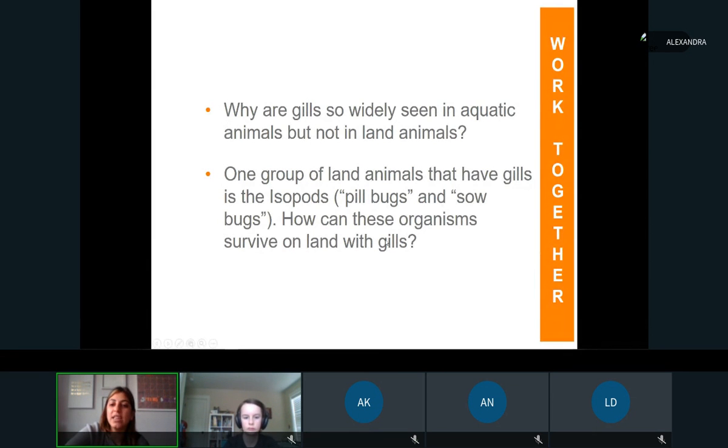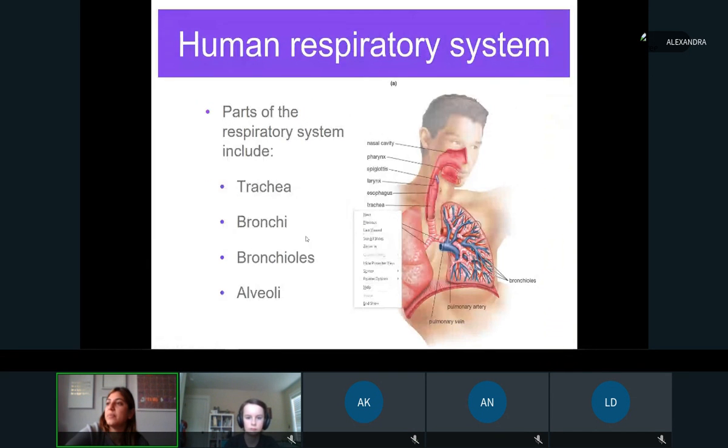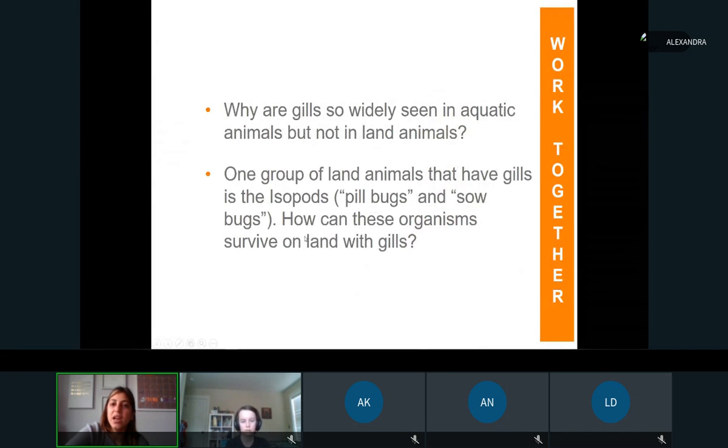So you know what, actually, I do want to put you guys into groups. I'm going to give you about 2 to 3 minutes to discuss this in your groups. But really, the big question I want you to answer is, why are gills so widely seen in aquatic animals, but not land animals? That's what I want you to focus on first. There are 18 people, so 6 rooms of 3.